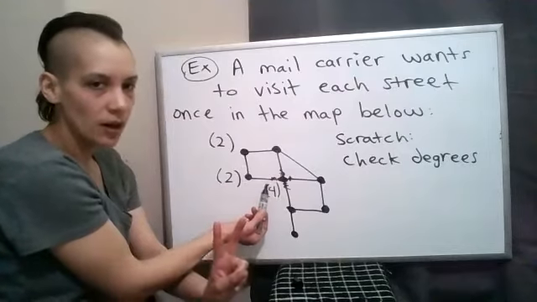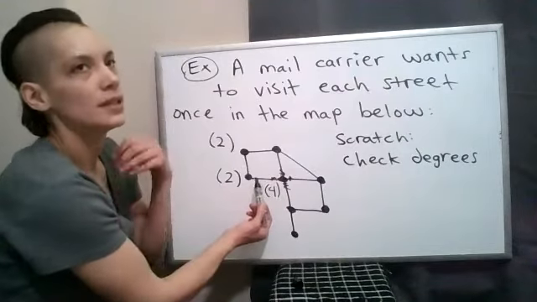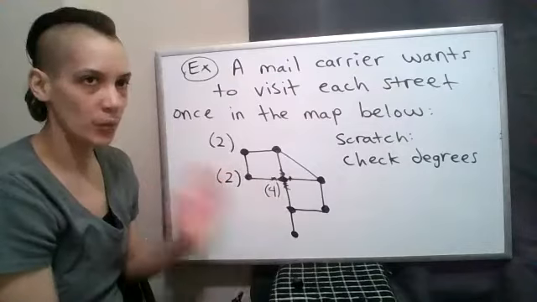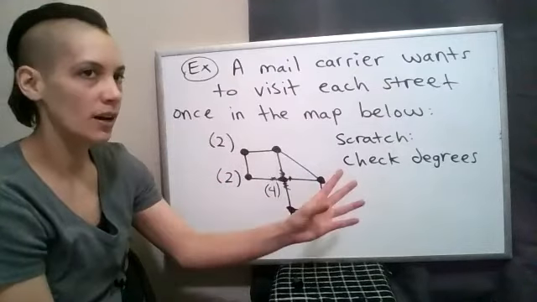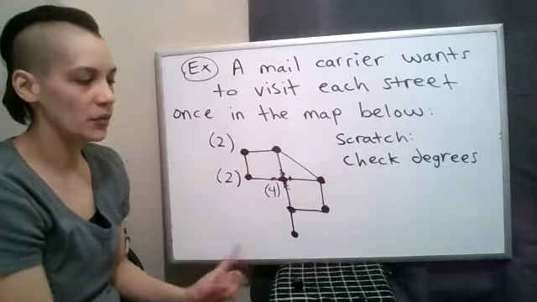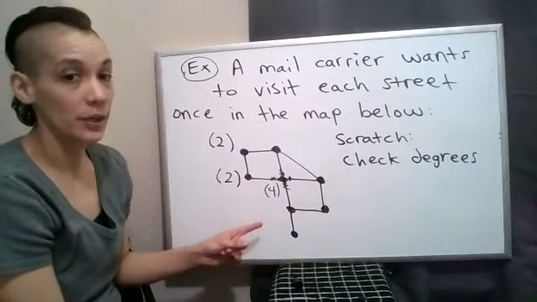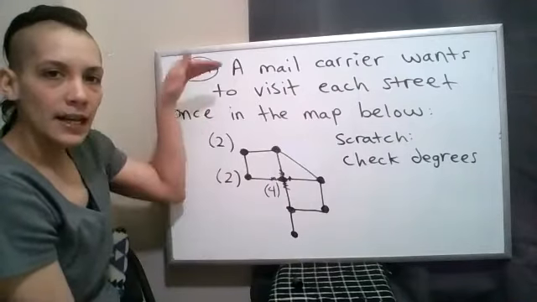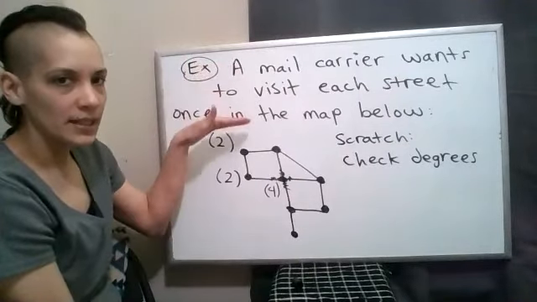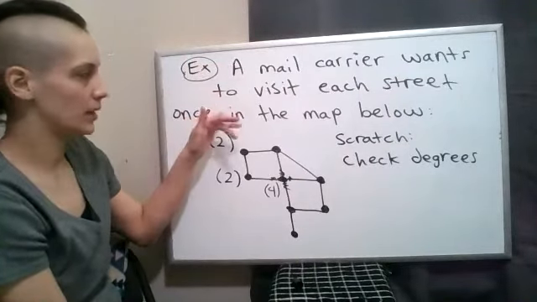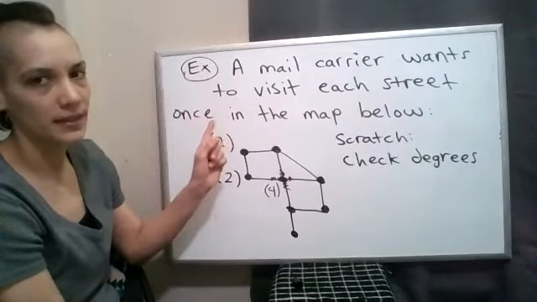If I find 2 odds, then I've maybe got an Euler path. If I find more than 2 odds, I don't have an Euler path or Euler circuit. If there's no odds, I have an Euler circuit. And so far I haven't said anything about needing to start where we end, so I'm looking for at least an Euler path.